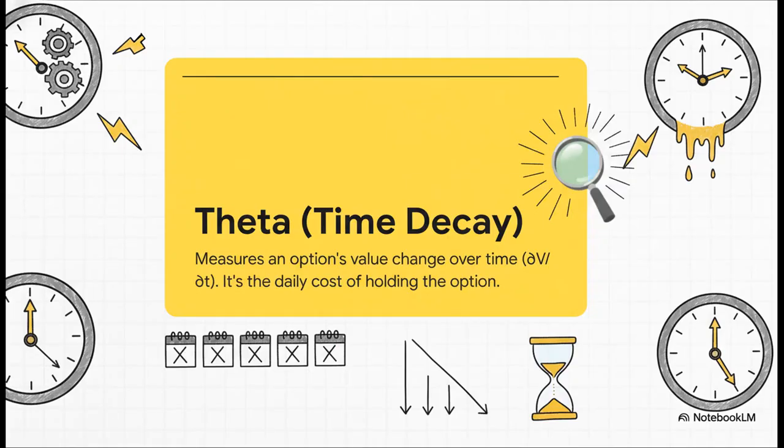Let's talk about theta. Theta is the derivative of an option's value with respect to time. In plain English, it tells you exactly how much value your option is losing every single day, just because the clock is ticking. It's the relentless, measurable cost of time.